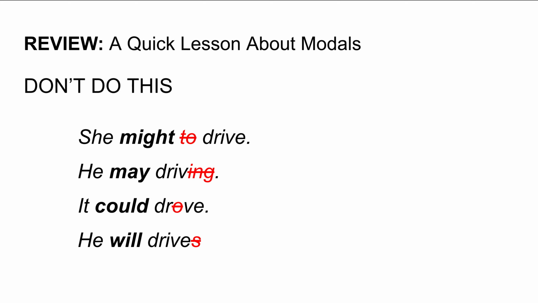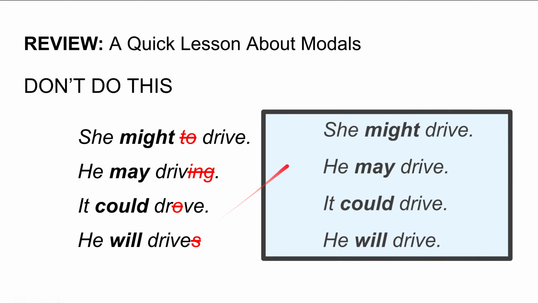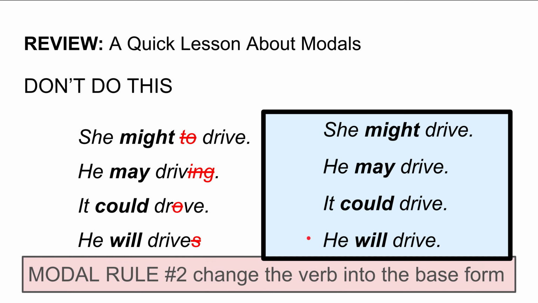Okay, moving forward, something you don't want to do when you're using modals, and it's a good thing to review right now, is you don't want to say she might to drive, he may driving, it could drove, he will drives. Instead, you want to say she might drive, he may drive, it could drive, he will drive. So that's again reviewing modal rule number 2, change the verb into the base form.